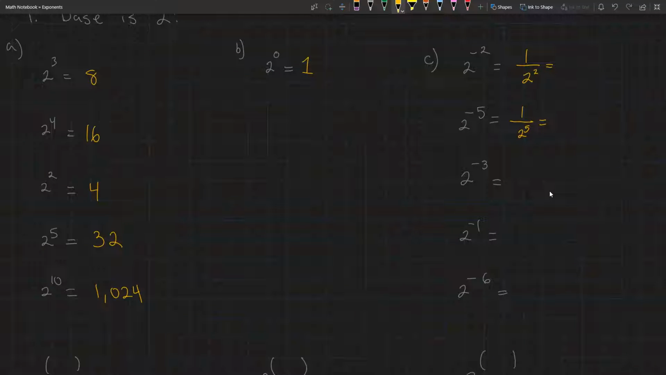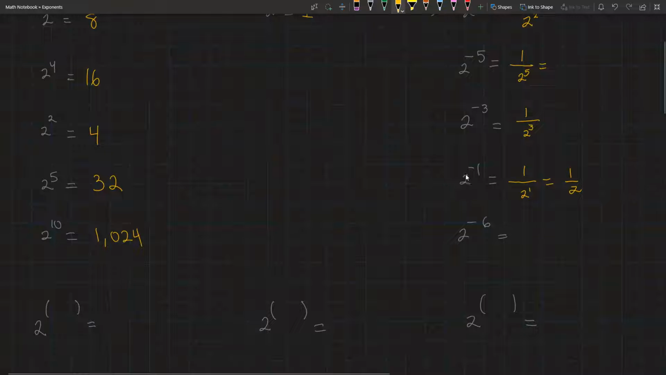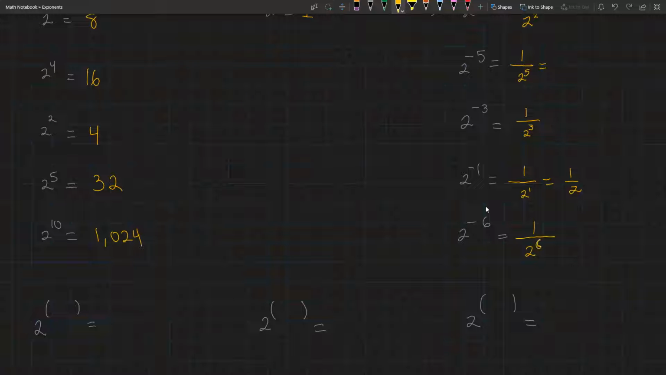All right, 2 to the -3rd is the reciprocal of 2 to the 3rd, in other words, 1 over 2 to the 3rd. And the next one is the reciprocal of 2 to the 1st. I will still write it in that format, but we know that it's just 1/2. That's fine if you can go straight from here to here, skipping this step. And 2 to the -6 is the reciprocal of, let me redo that fraction bar, 1 over 2 to the 6. That's the main idea.